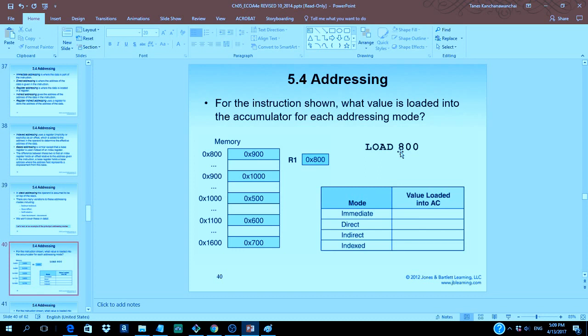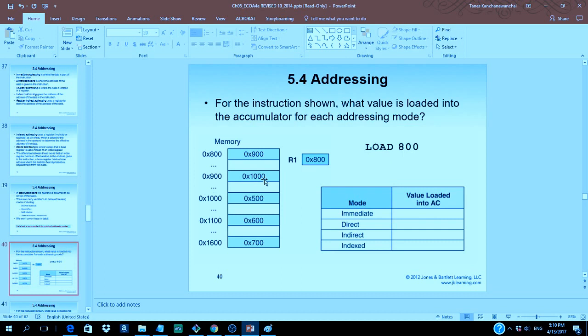So the instructions show what value is loaded into the accumulator for each addressing mode, right? Load 800. Immediate, right? 800 is just the value, the data. But direct is going to be 800, then 900, right? But indirect is going to go to address 900 as the address, then put 1000, right?